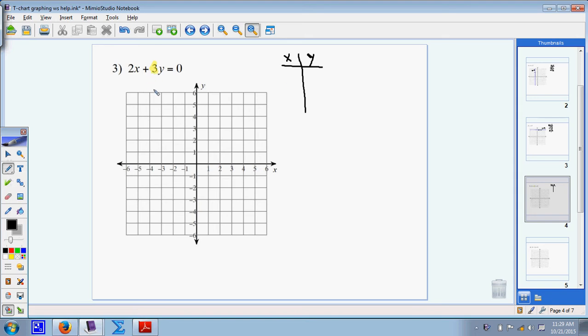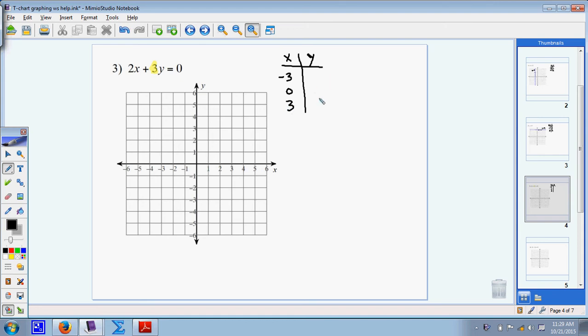You can do 3, 6, 9, but if you notice, I don't have a 9 on my x-axis. So I think this would be the best idea: -3, 0, and 3. And this is just from years of experience. Not only does this help us out now, but it will also help you out on tomorrow's lesson if you set it up this way.